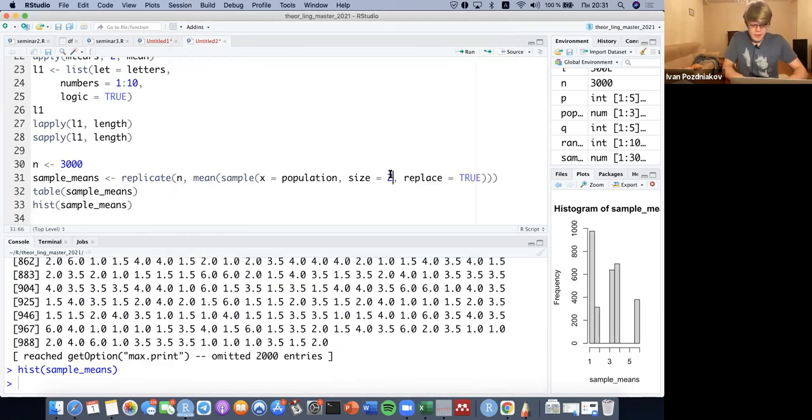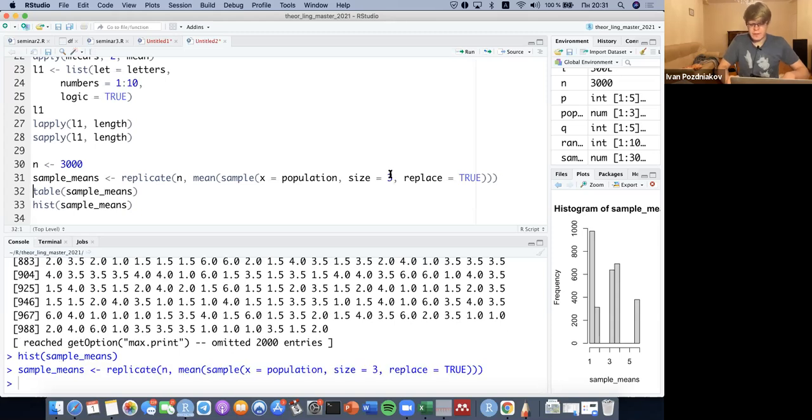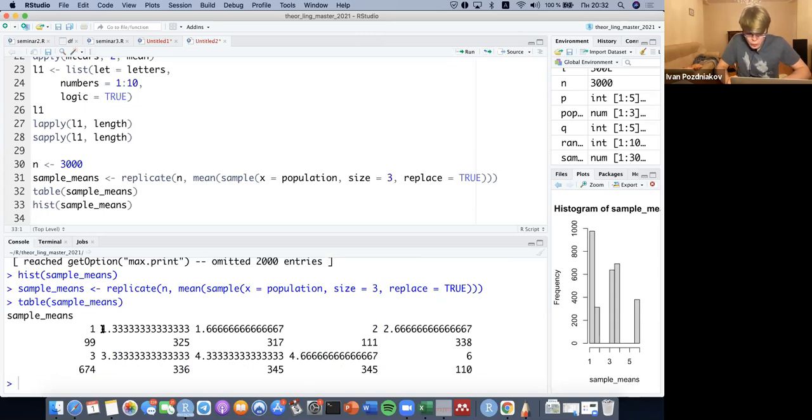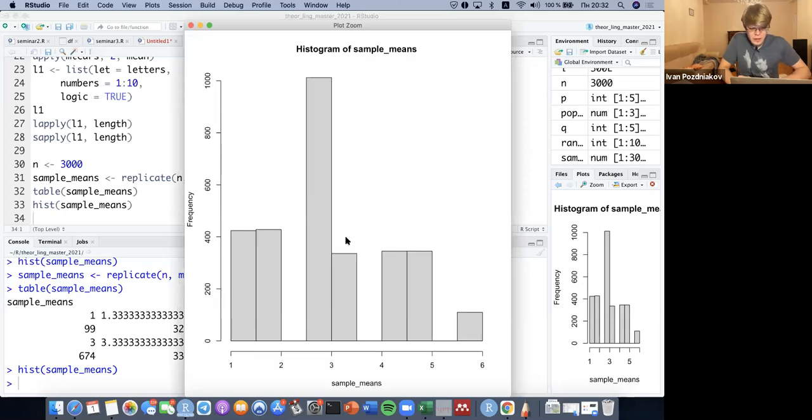And again, let's do some simulation with more N. In this case, we have 1.33 and so on. And we have many values of three because we have many sequences, many outcomes where their mean will be three, like 1, 2, 6, 1, 6, 2, 6, 1, and so on. Let's see a histogram. And now you can see that this peak around 3 grows.